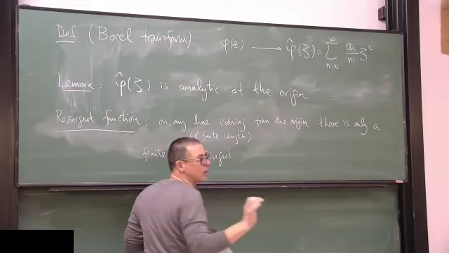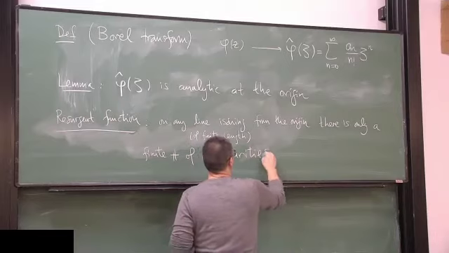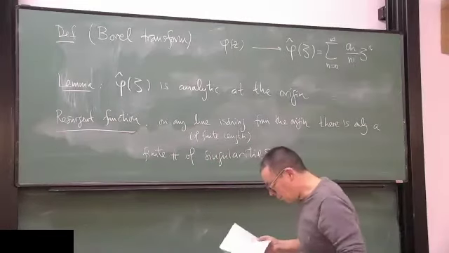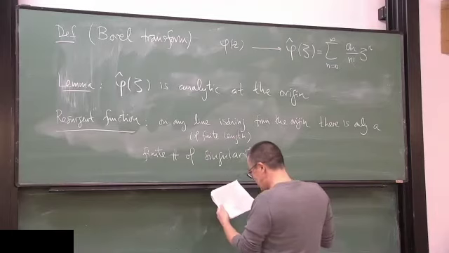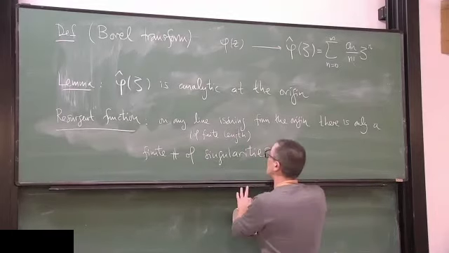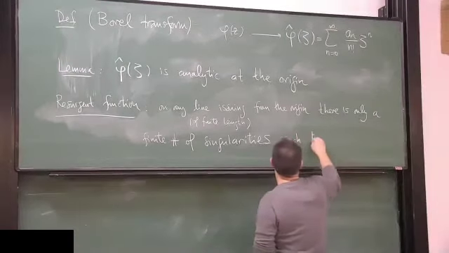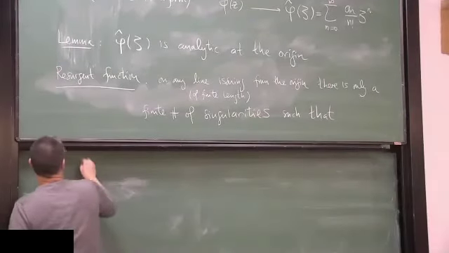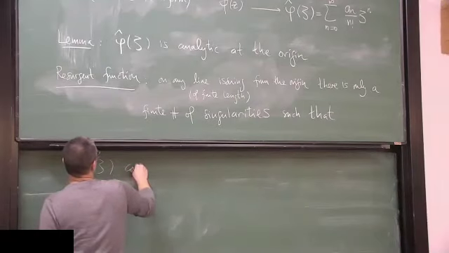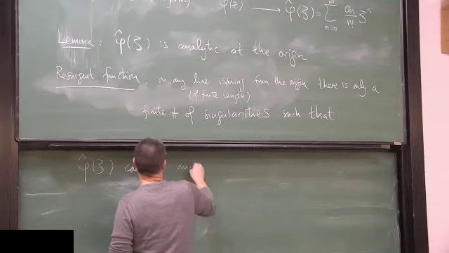This is a vague definition by rigorous standards, but since I'm more like an explorer than an administrator, it's sufficient for me. So there are a finite number of singularities, and I have to continue here. This Borel transform can be analytically continued.